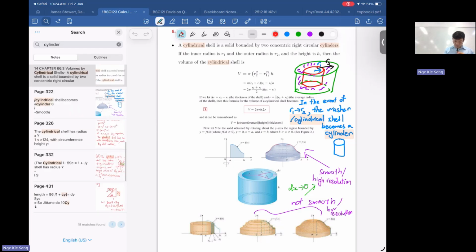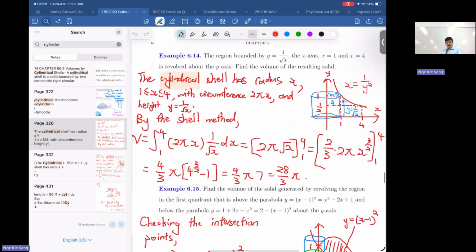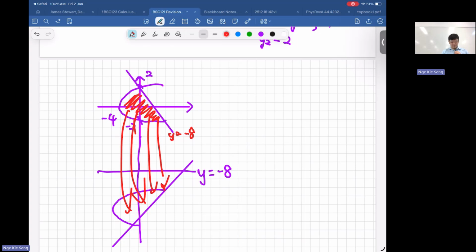Okay, so what do we need to set up the cylinder? We need the radius of the cylinder, we need the circumference of the cylinder, we need the height of the cylinder. There's a lot of things we need. But can we fit the cylinder into our solid or not? Can you imagine our shape getting split into cylinders? Can you think of this as a cylinder?